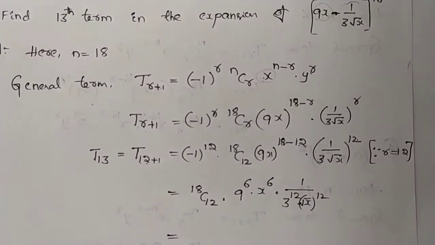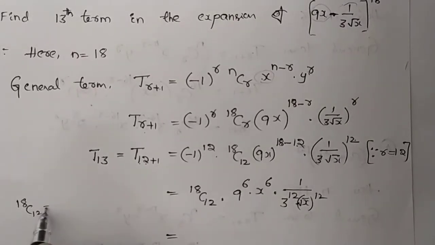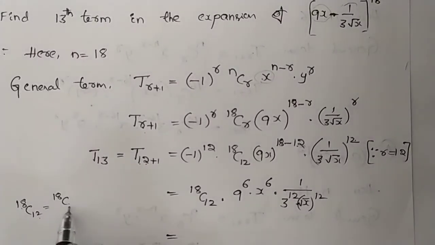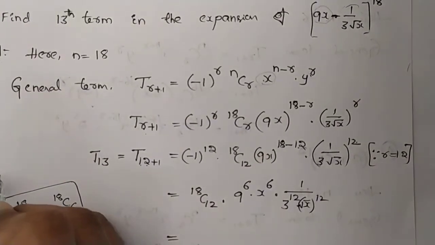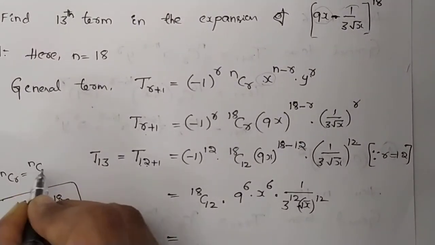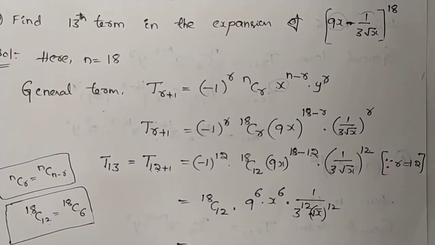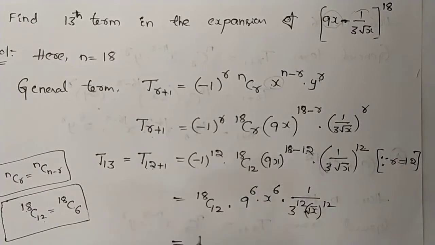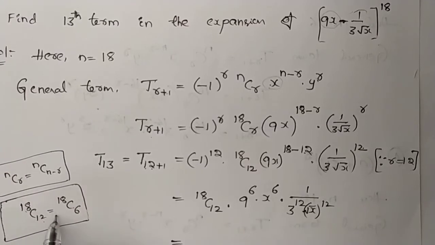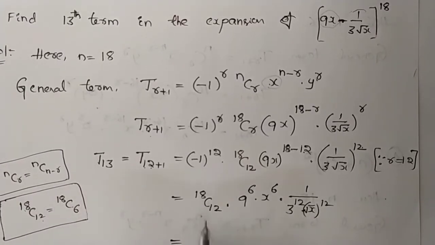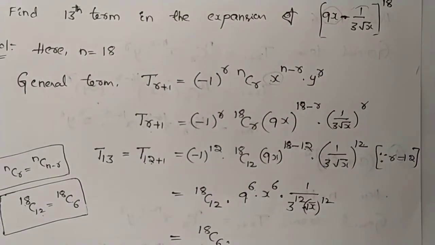That is equals to 18C12. How to write 18C12? By using the concept of combinations, 18C12 can also be written as 18C(18 minus 12), that is 18C6. Since we have the formula nCr is also equals to nC(n minus r), I'm just using this formula. So 18C12 is also 18C6 into 9 power 6.